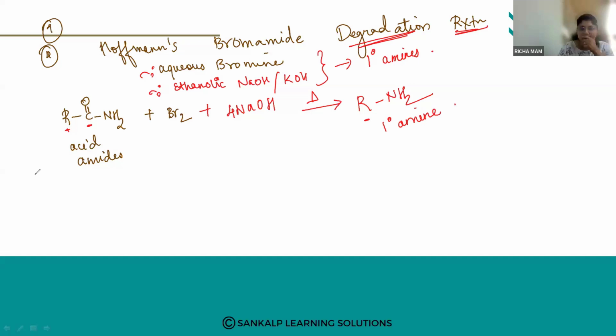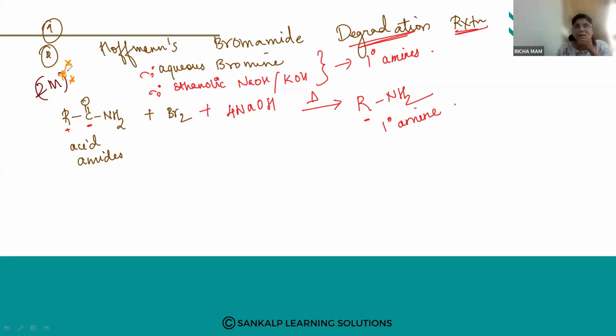Okay, so again I am explaining Hoffman's bromamide degradation reaction. How will this proceed? We are going to take acid amides. So acid amides are our starting reactants that we are going to react with bromine, Br2, plus ethanolic KOH, or you can take NaOH, that is sodium hydroxide or potassium hydroxide.